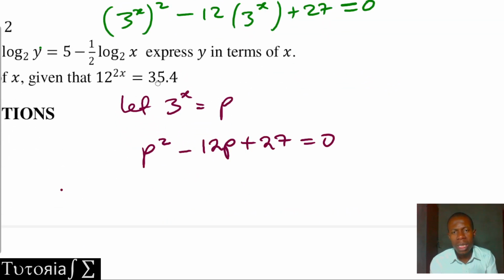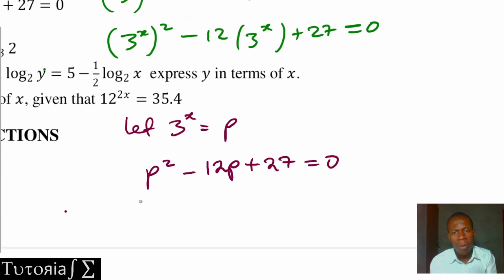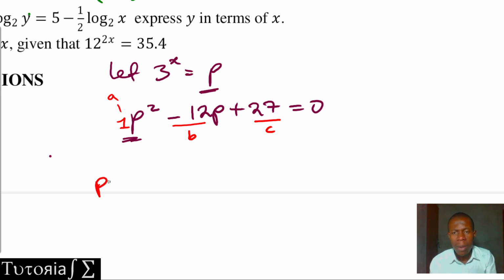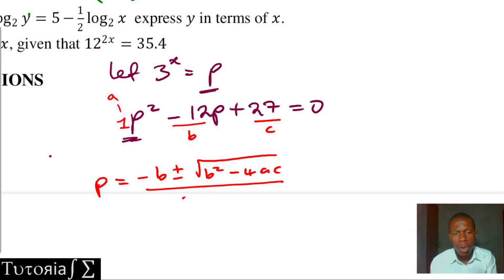Now here what you do is you want to solve for P, so that you come and use it here, and you use that to find the value of x. So here this is a quadratic equation, so you can use any of those methods that you know. So here the coefficient is 1, here it is 12, here C is 27. So let me just put here this is A. We're looking for P now, so we can say P is equal to negative B plus or minus root of B squared minus 4AC all over 2A.